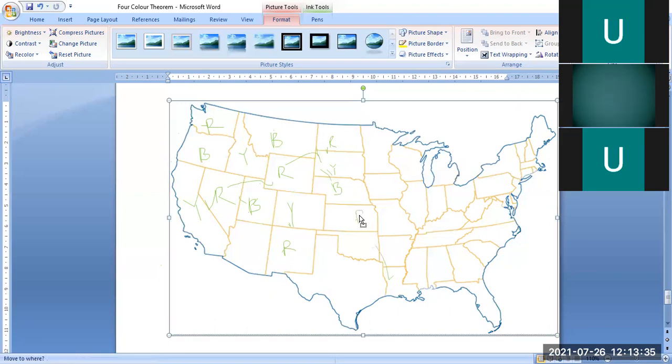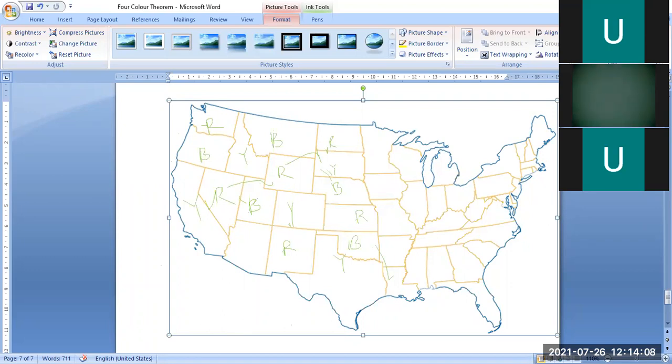Here we can put red. Here we can put blue. Here we can put yellow. But here and here we have to put any other color. It is the yellow, red, blue.